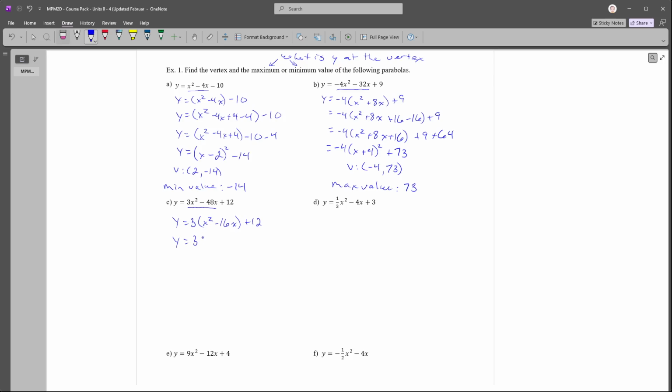So we have 3 times x squared minus 16x. Now we need to add and subtract. What are we adding and subtracting? Half of the second term. So half of 16 is 8. And then square it. That's 64.